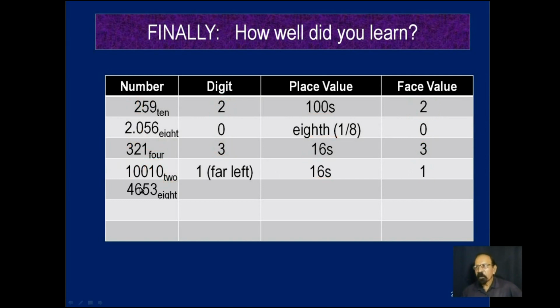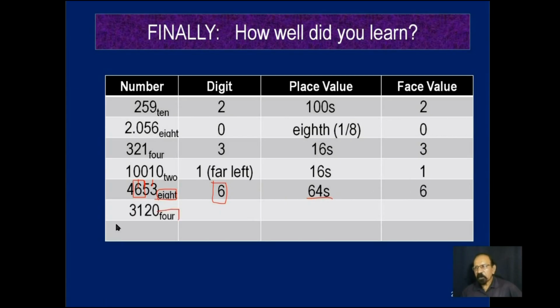Next number, 4, 6, 5, 3, base 8, and we want to consider the 6. This 6 here. So this 3 is in the 8 to the 0 position, this 5 is in the 8 to the first position, this 6 is in the position of 8 to the second. So that will be 8 squared. So 8 will give us 64. So its place value is 64, and its face value is 6.